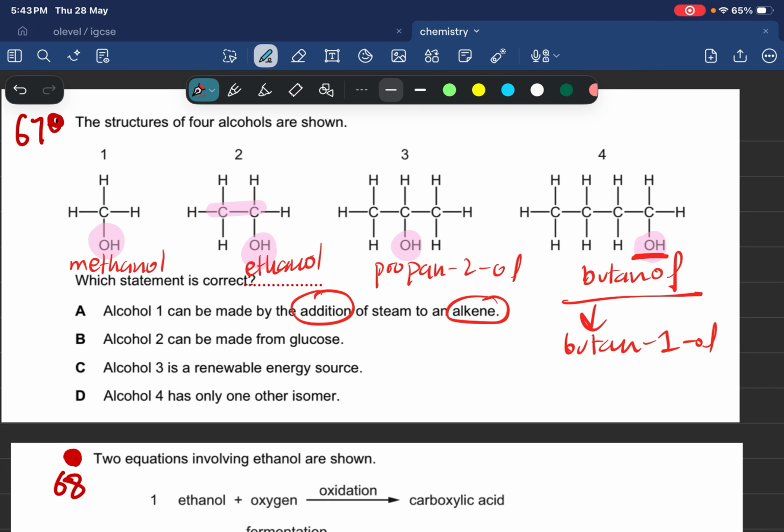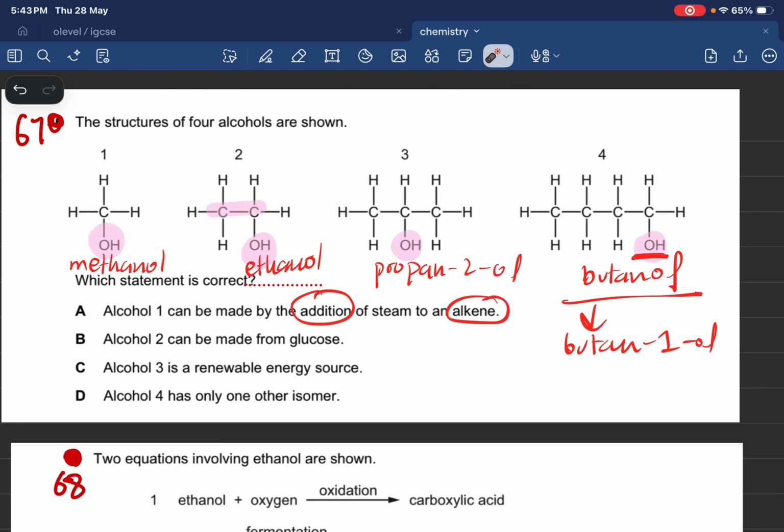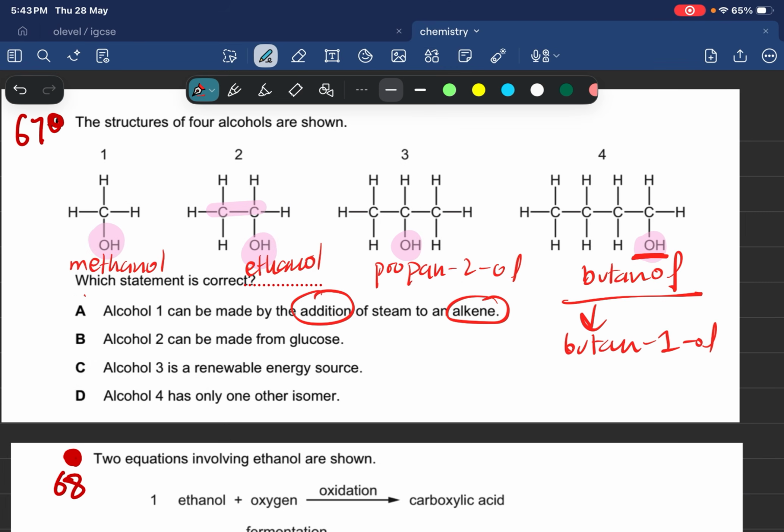This is very funny. Why? Because to make methanol, you don't have methene. Methene does not exist. This is a very funny statement because you don't have methene in nature. It cannot exist because if it has to exist, it's going to be CH2, right? Because it has to fulfill CnH2n. So it has to be CH2, and CH2 cannot exist because the valency of carbon is not going to be fulfilled. Got it? So this is impossible.